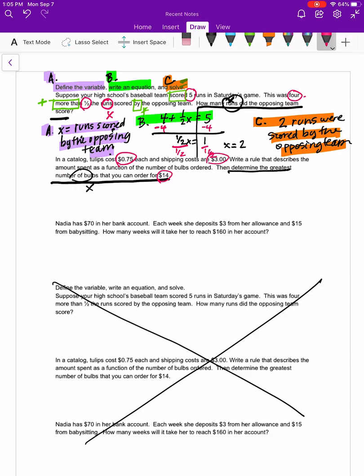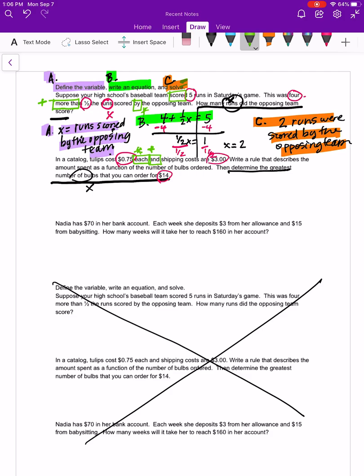So what else do we need to check out? Well, we said that they're 75 cents each. Each is a clue word meaning multiplication. And shipping costs. So here's one of those situations where and means you're going to get 75 cents for each bulb that you buy. You're going to get charged that, and a one-time fee of $3 for shipping costs. So here that and means addition.